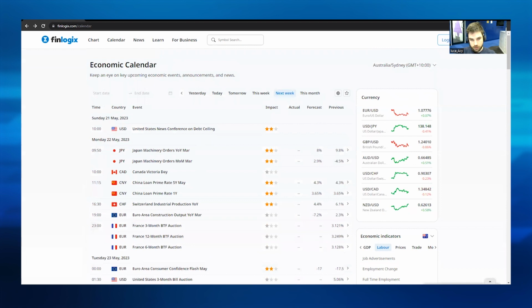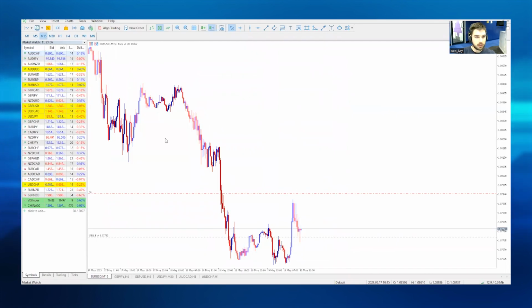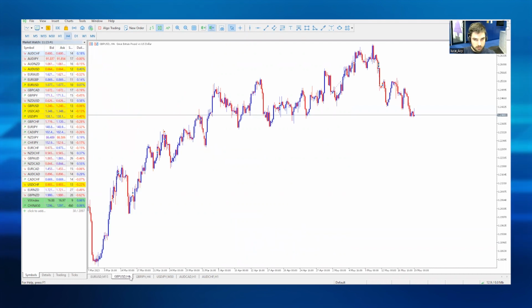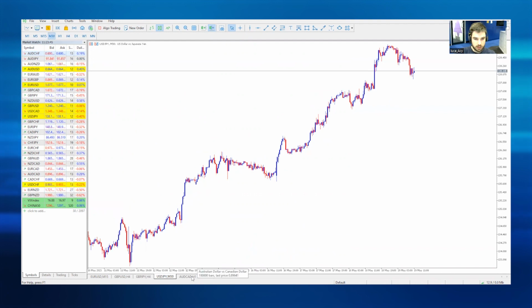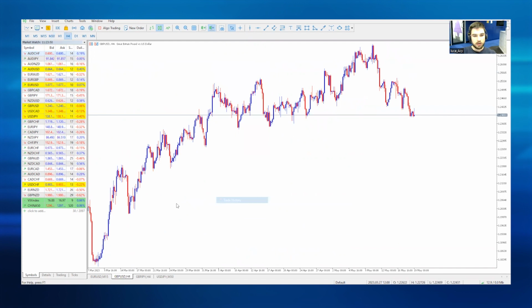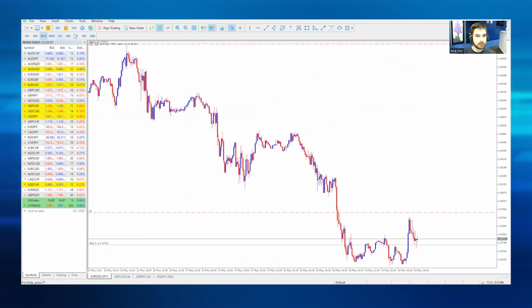Okay. So let's jump into the charts here. Let's see what we got. Let's go for the majors one first. Euro dollar. This one as well. GBP JPY, perfect. USD JPY, USD CAD, and this one. Okay. All right. Let's start on the 4 hour.